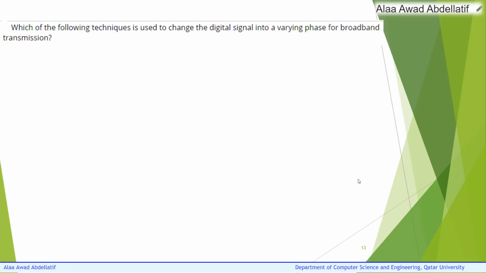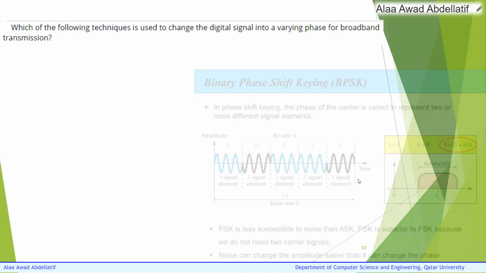Which of the following techniques is used to change the digital signal into varying phase for broadband transmission? Who changes the phase for broadband transmission? Which technique changes the phase? Phase shift keying, and another one, PM, phase modulation. But one is from digital to analog, one from analog to analog. Both of them change phase.